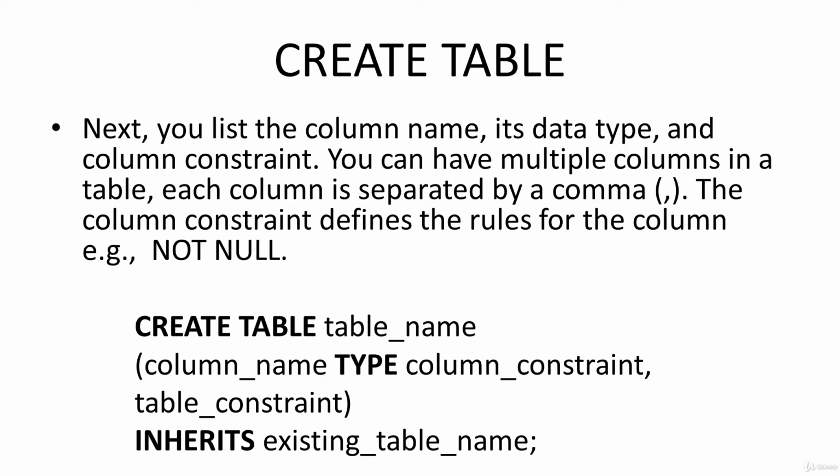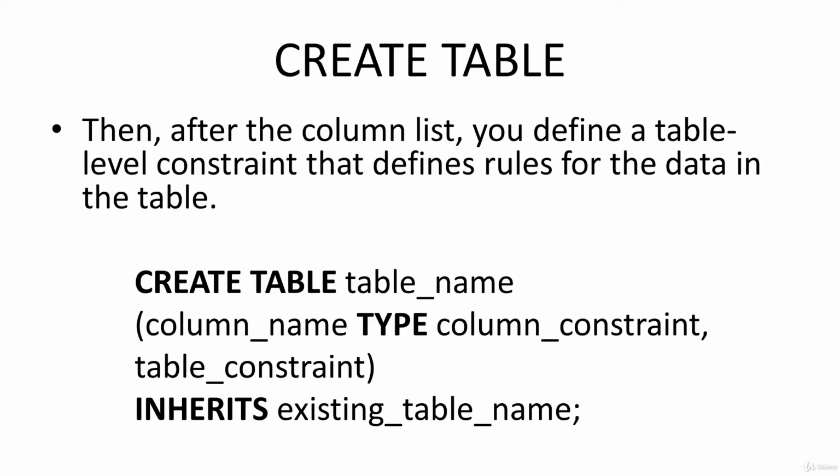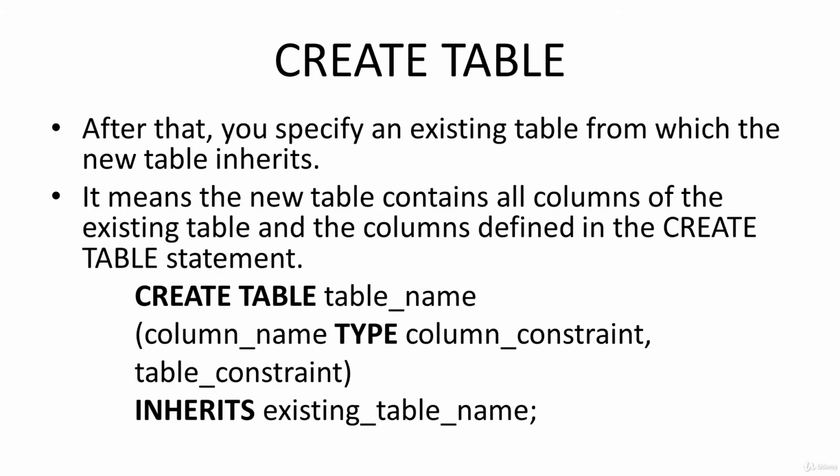The column constraints define the rules for the column. An example of one is not null, and we'll go through the various types of column constraints in just a little bit. But as far as this next step, you're just listing the column name, its data type, and then its column constraint. Then after the column list, you define a table level constraint that defines rules for the data in the table. So you have the column name, the data types, the column constraints, and then some table constraints.